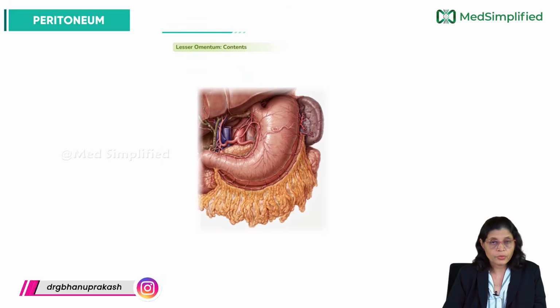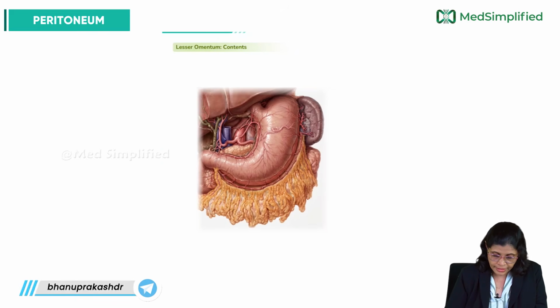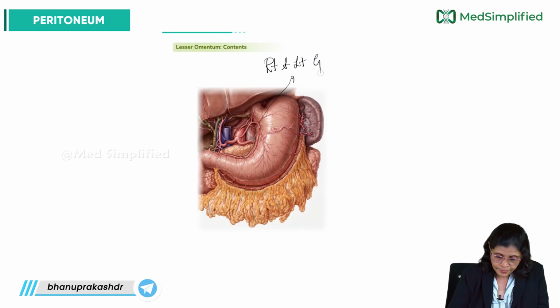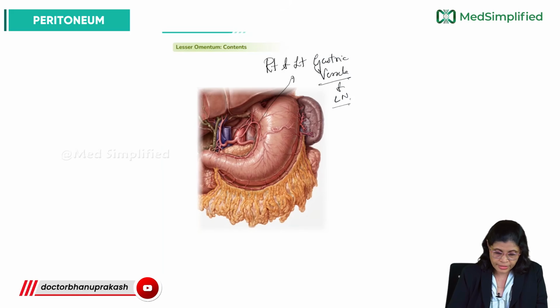So what does this lesser omentum contain? Okay, so what are its contents? So along the lesser curvature here, along the lesser curvature, we will see the right and left gastric vessels. Okay, right and left gastric vessels, and the lymph nodes are seen. Then we will also see the branch of left gastric nerve.